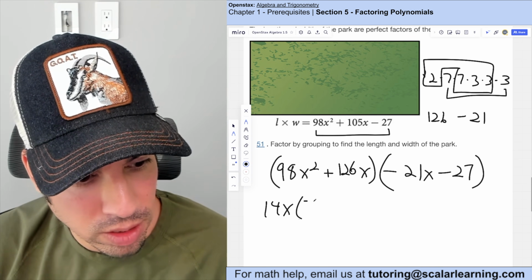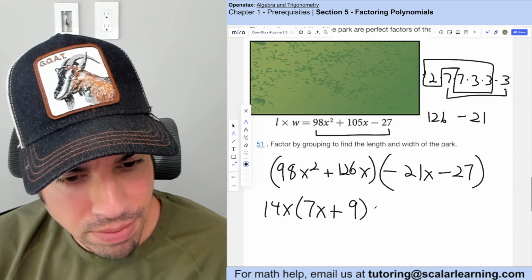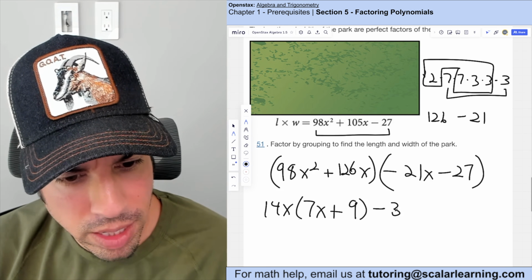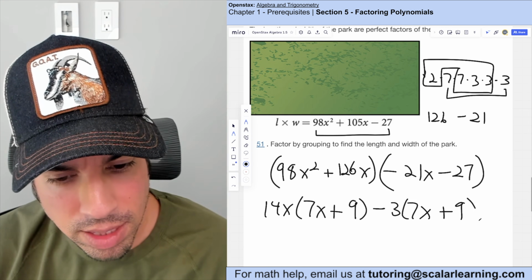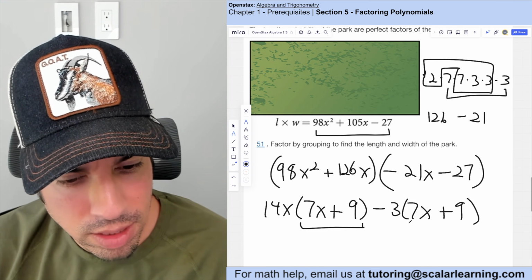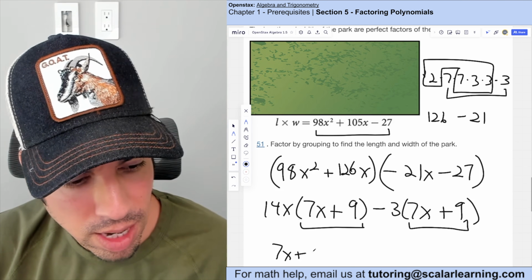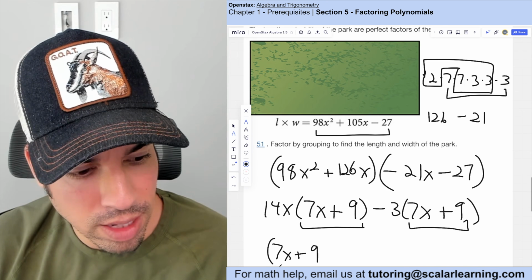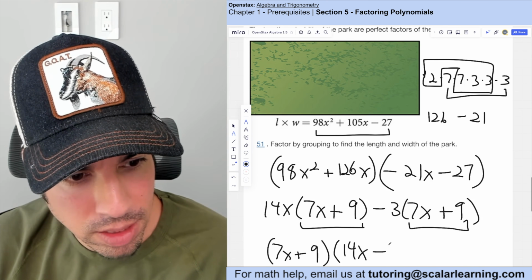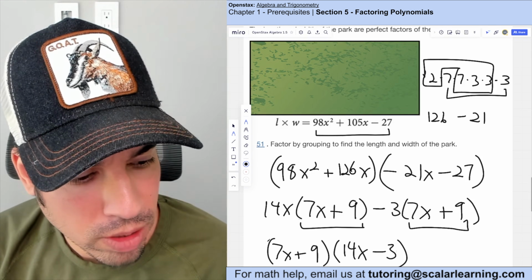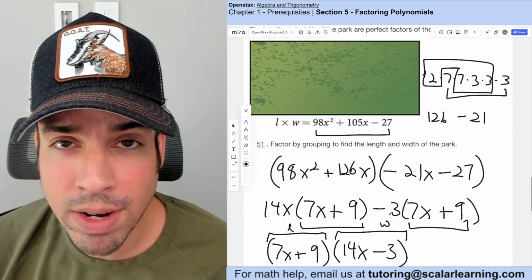And I'm left here with 7x plus 9. And then out here, I can factor out a negative 3. And I'm left with positive 7x plus 9. And that's the key. Now we have 7x plus 9, 7x plus 9 in both. Finally, I'm going to yank out the 7x plus 9 as it's common to both. And then what's left inside is that 14x and that minus 3. So now we can arbitrarily say this is the length and this is the width, or vice versa.